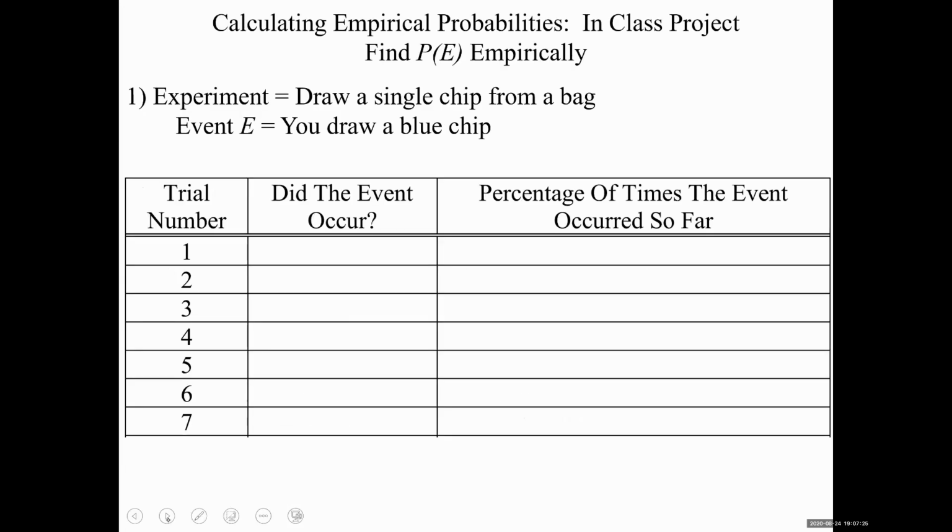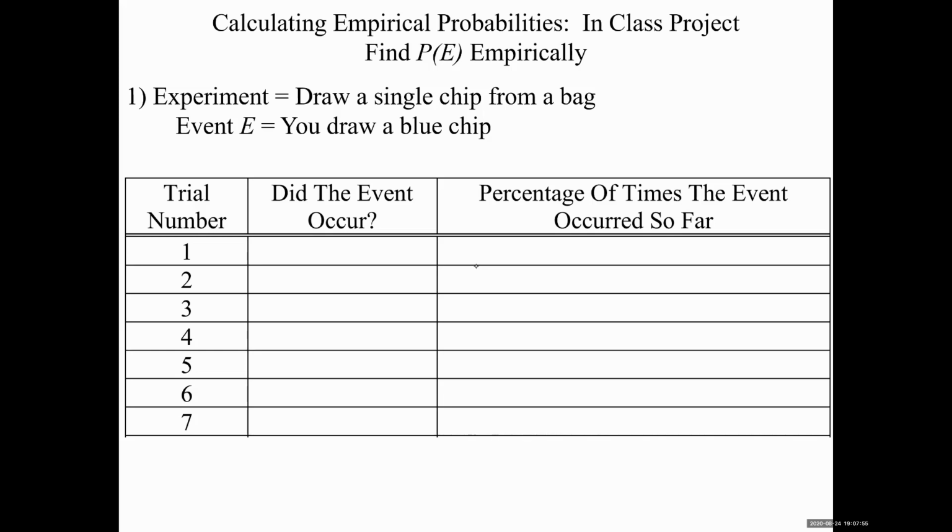All right, here. What I would normally do in class is put people in groups, but because we're not in class, that's not going to happen. What I'm going to have you do is everybody in here is going to calculate 3 probabilities empirically. Okay, so let me explain this first one. Here it says the experiment is to draw a chip from a bag, and E is draw a blue chip.